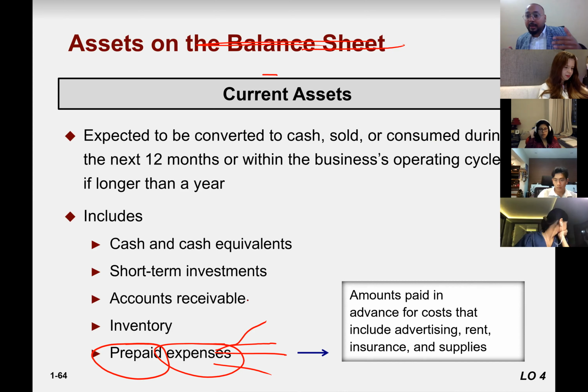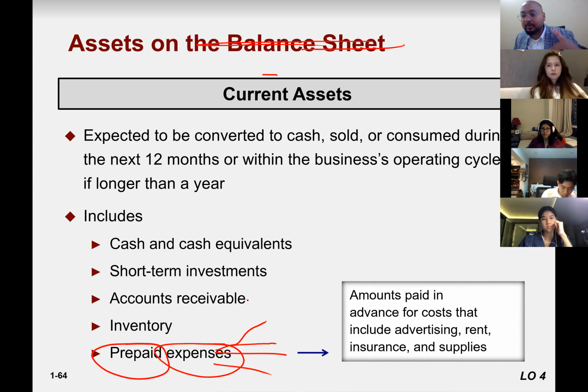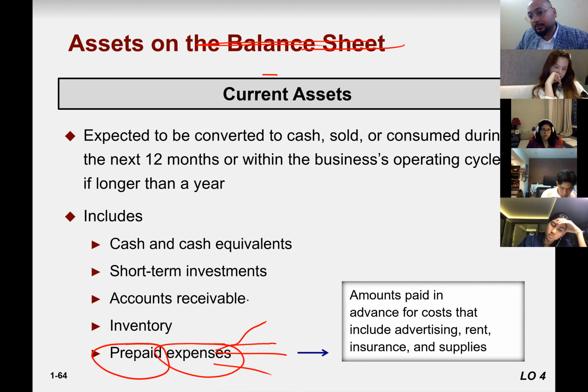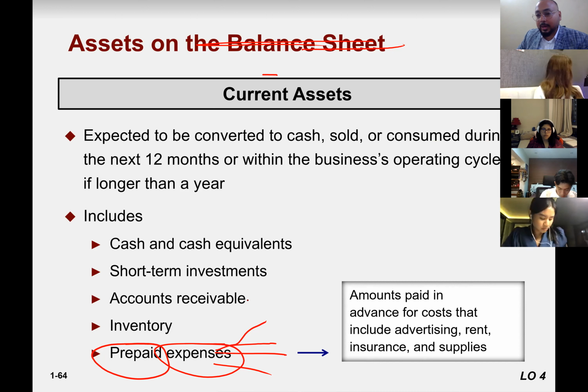Right? You pay advance taxes. Advance taxes means prepaid taxes. That means they are your asset. You still didn't earn that much money, but you paid the tax in advance. Advance salaries, prepaid rent, prepaid insurances, prepaid advertisement, prepaid supplies, right? Any question? Let's move on.